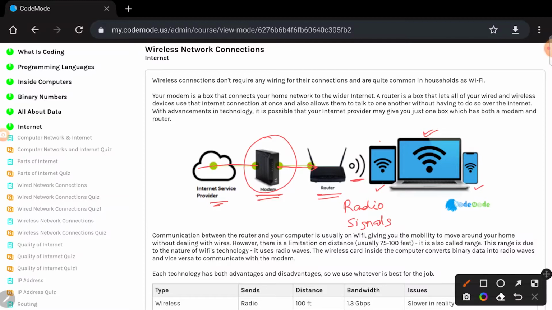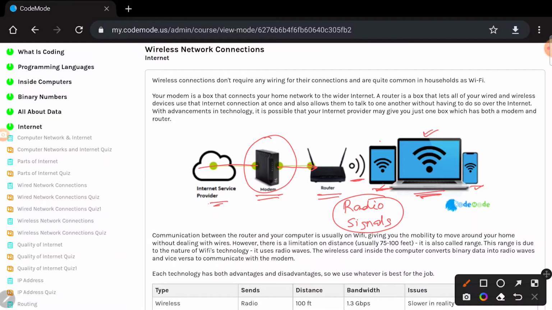These radio signals are again converted back into the binary data. So when data is coming here, you are getting the data, but your laptop or your other devices has a hardware that is capable of receiving radio signals and converting it back into the machine or binary data. So that is how typically a wireless connection works.